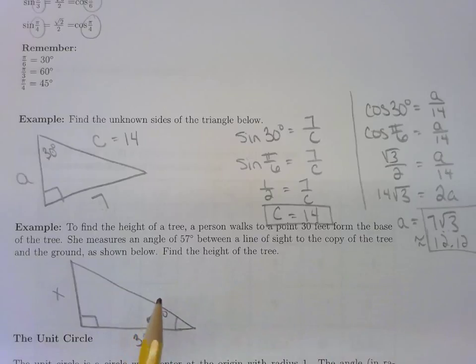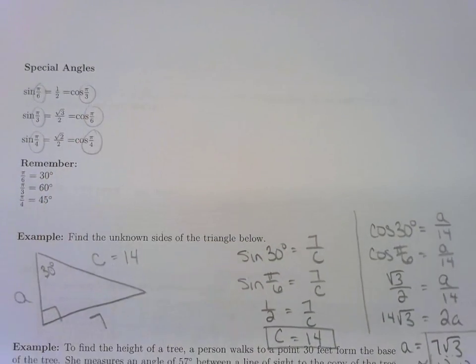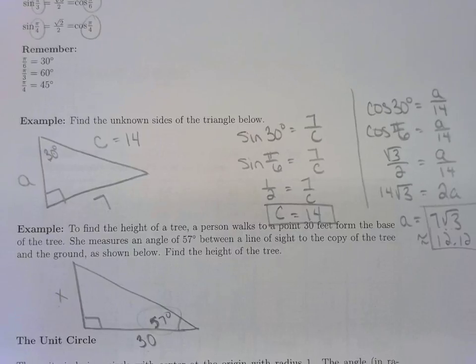And so we don't have the hypotenuse. We can't find the hypotenuse. But we do have two sides. We have x and we have 30, which are the legs. Notice our 57 degrees is not one of the ones we know. So sine and cosine, you could use that, but it's not really going to help that much because we don't have an exact angle that we know.